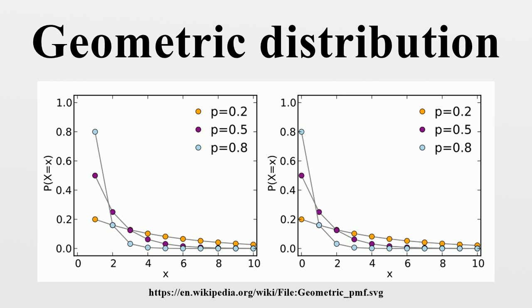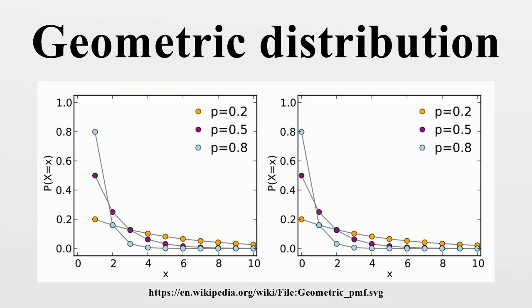It's the probability that the first occurrence of success requires k number of independent trials, each with success probability p. If the probability of success on each trial is p, then the probability that the kth trial is the first success is (1-p)^(k-1) p for k equals 1, 2, 3, and so on. The above form of geometric distribution is used for modeling the number of trials up to and including the first success. By contrast, the following form of the geometric distribution is used for modeling the number of failures until the first success, for k equals 0, 1, 2, 3, and so on. In either case, the sequence of probabilities is a geometric sequence.